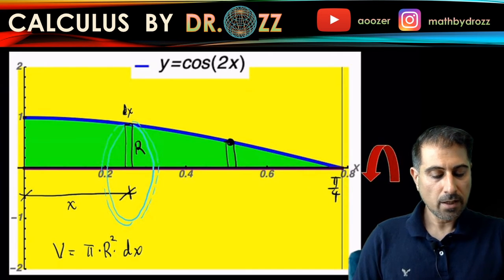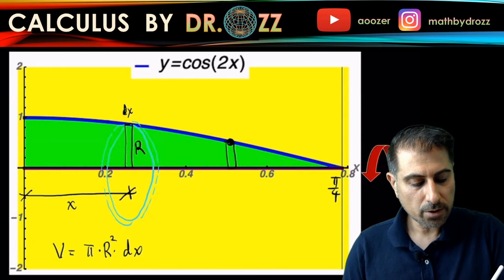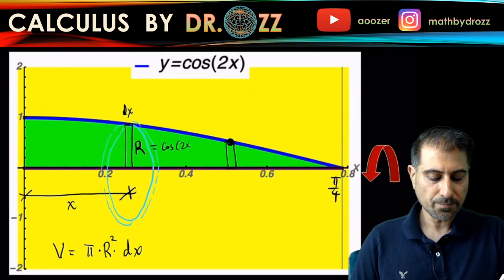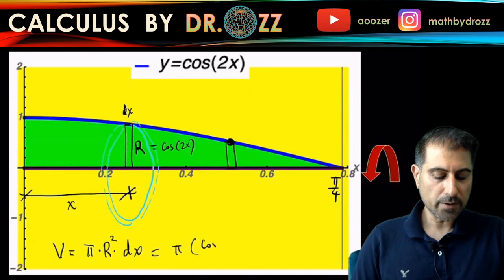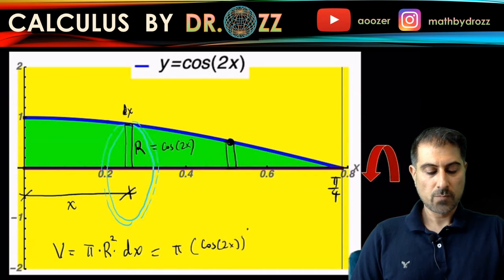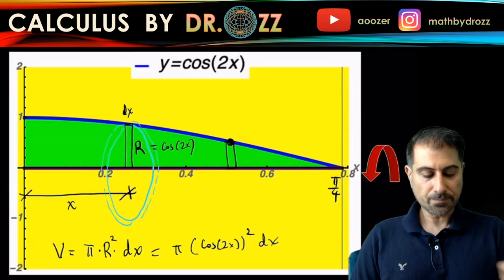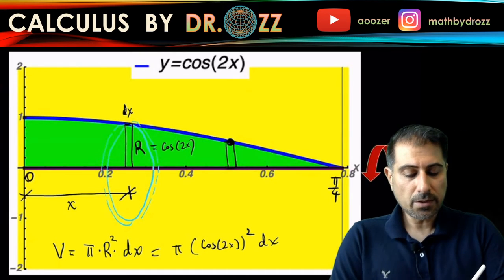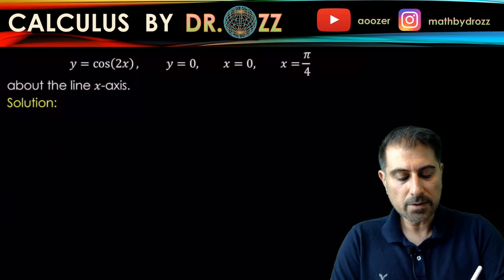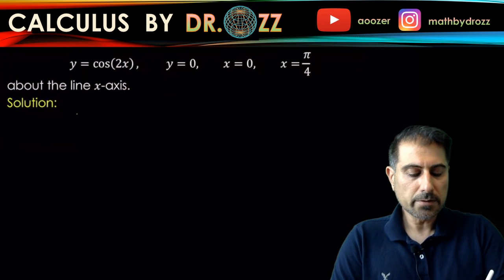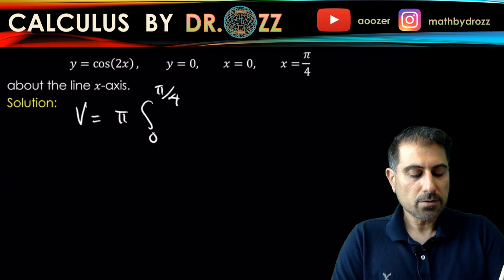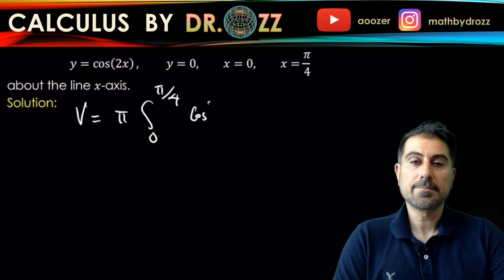So I'm going to use the curve to write down R. R is going to be equal to cosine 2x. In other words, this volume is going to be pi times cosine 2x quantity squared dx, and x's are ranging between 0 and pi over 4. Now I can go ahead and write down the volume formula using the disk method: pi, integral from 0 to pi over 4, cosine squared 2x dx.